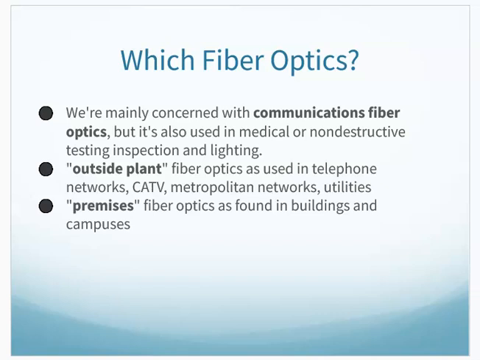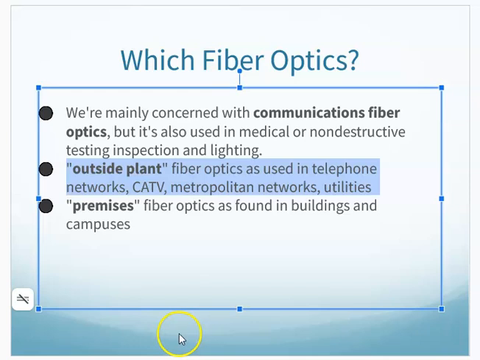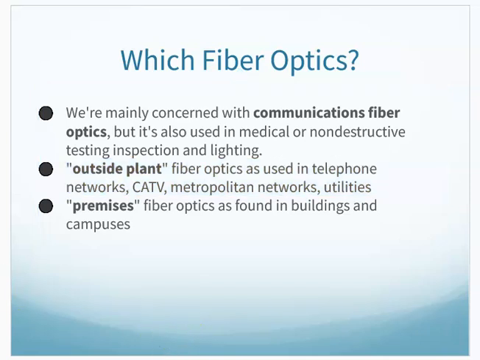Not really all of some of these other things we mentioned about medical and those kinds of things, but mainly the data side, the communication side. The two types of fiber optics we run into are premise, which is usually a lot of our focus, but we'll also talk a little bit about outside plant as well. Outside plant would be connecting our building out to a utility or something like that.